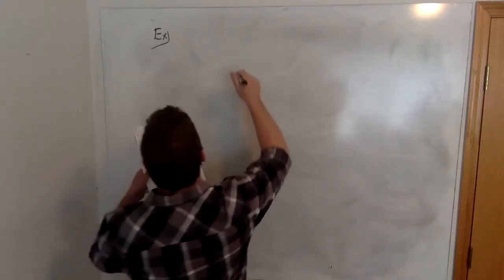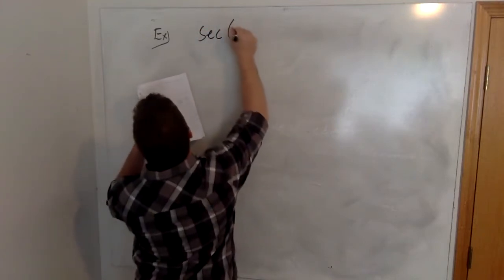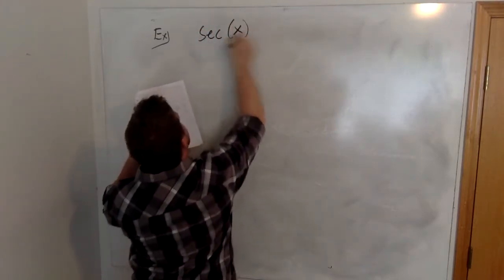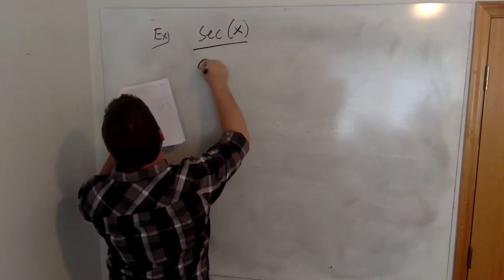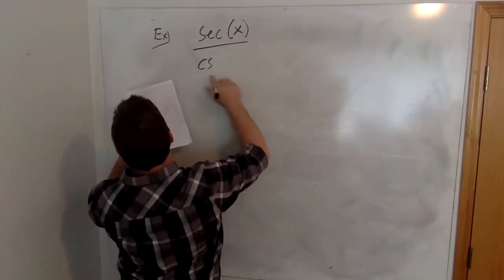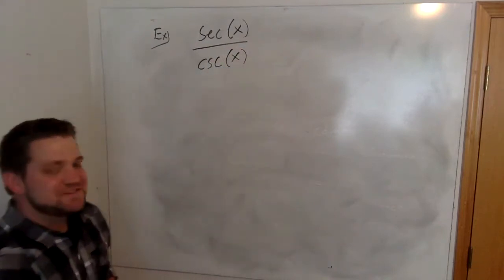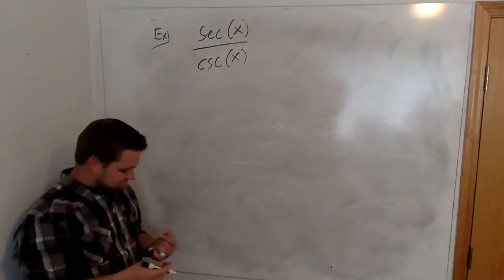Okay. So secant. Let's say we have secant of x all over cosecant of x. Go ahead and pause the video and see if you can clean this thing up.